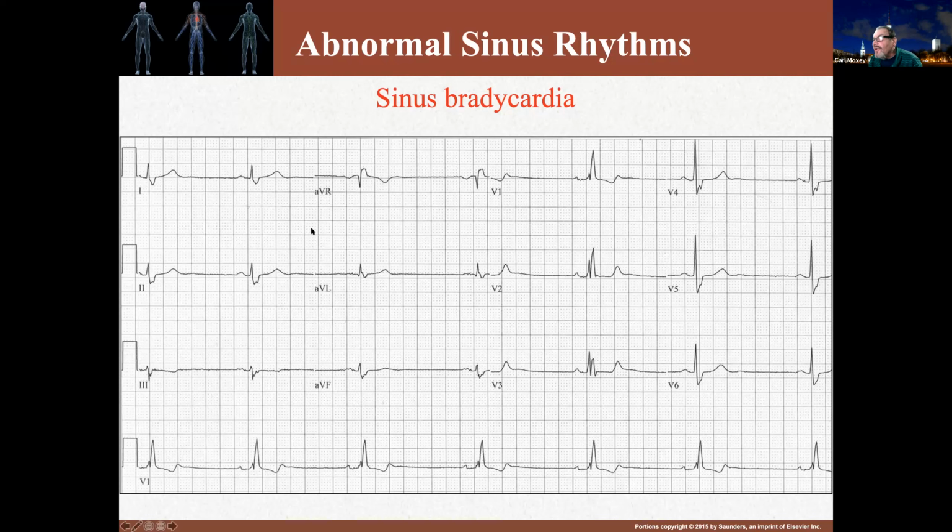So let's calculate the rate of this heart. So I'm going to take these two beats here. 1, 2, 3, 4, 5, 6, 7. 300 divided by 7 is about 42, but it's actually more than that. So this is a heart rate somewhere in the vicinity of 40 beats per minute or less. That's an extremely bradycardic heart.